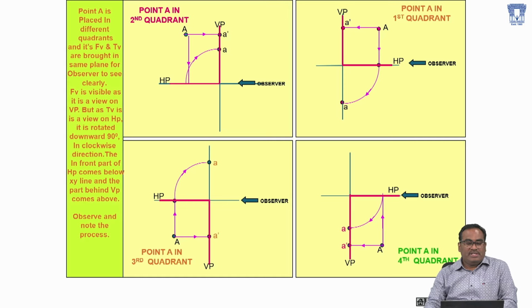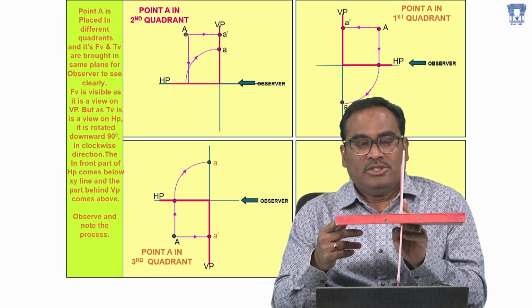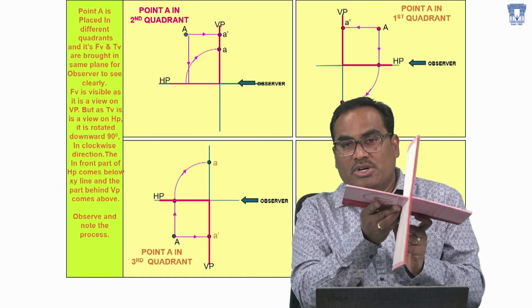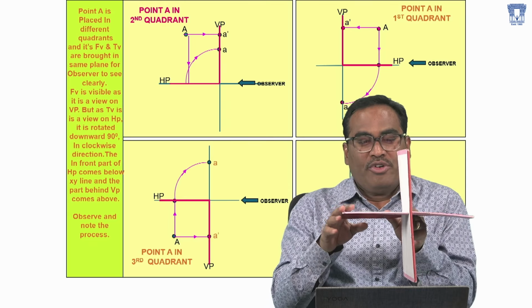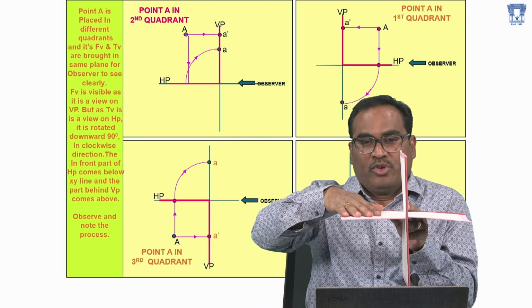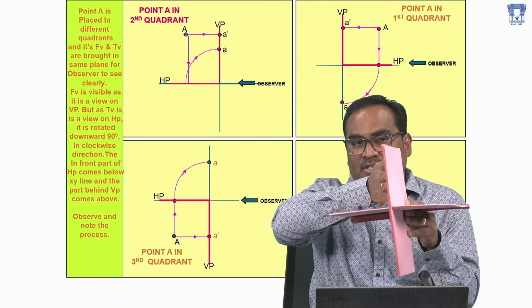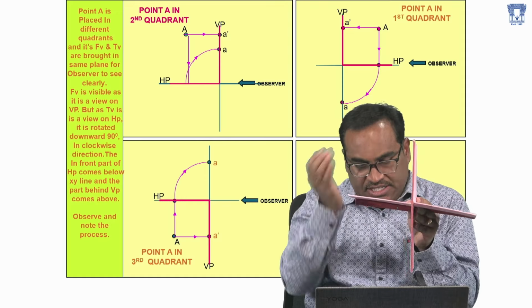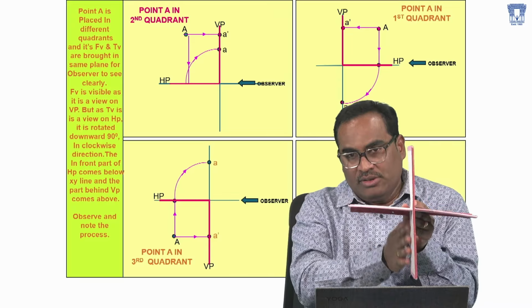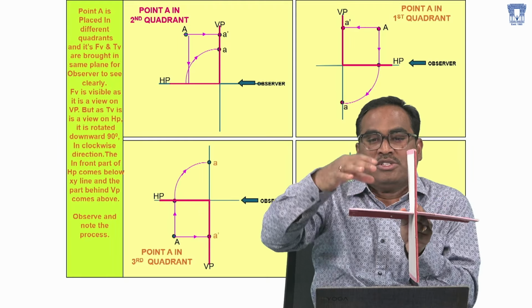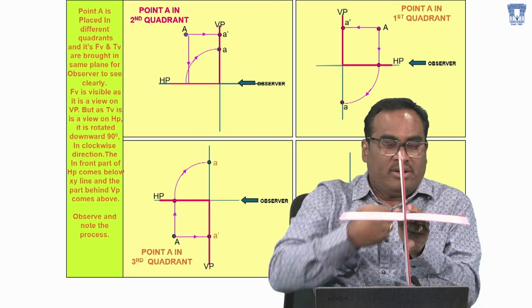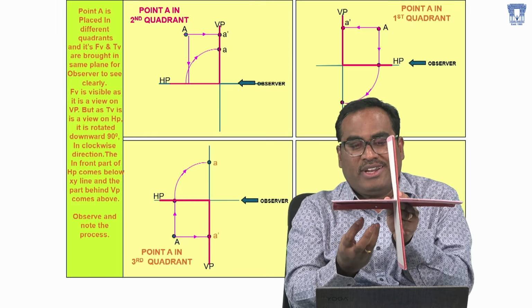Here you can see the points in different quadrants. For a better understanding, I have something to show you. I made this with cardboard record sheets. This is the horizontal plane, and this is the vertical plane. The vertical plane is extended beyond the horizontal plane. So you have a vertical plane here also, and behind here you have the horizontal plane. Now this is the first quadrant, second quadrant, below it the third quadrant and the fourth quadrant. You can understand it like this.